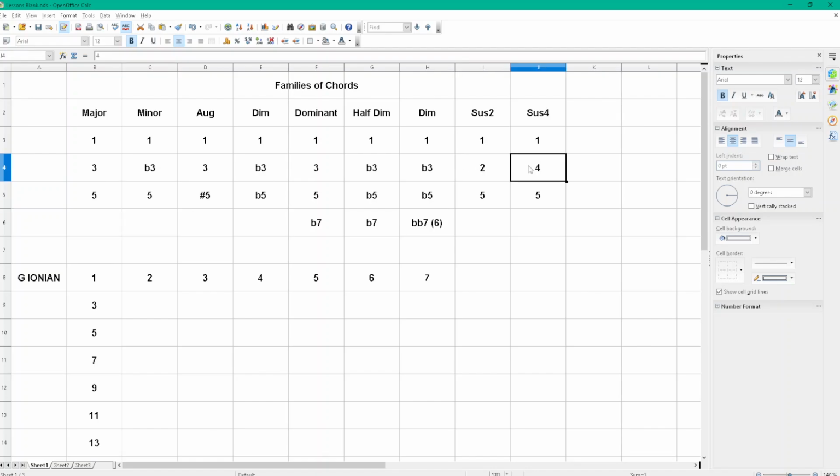So 2 and 4 here, the lack of a 3 in a way, defines the fact that these are suspended. This could go next to a major chord, it could go next to a minor chord, it could go next to a dominant chord, etc., etc.